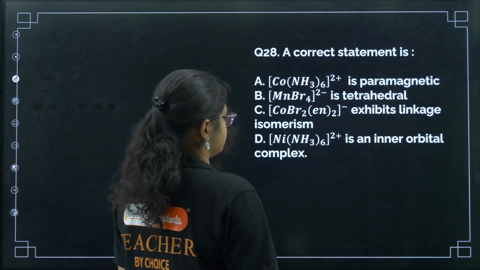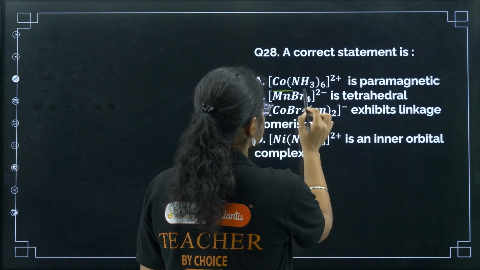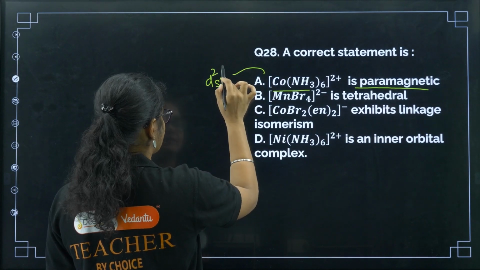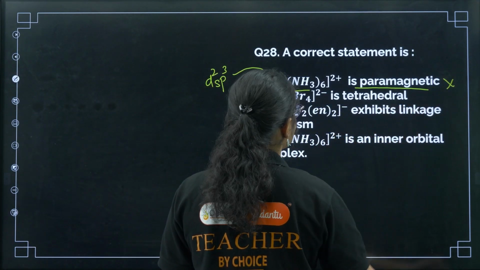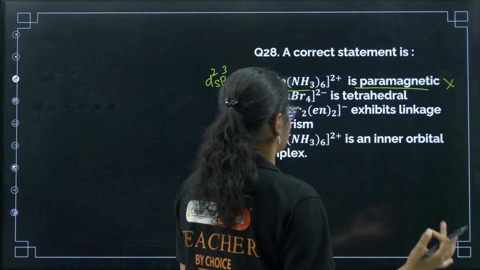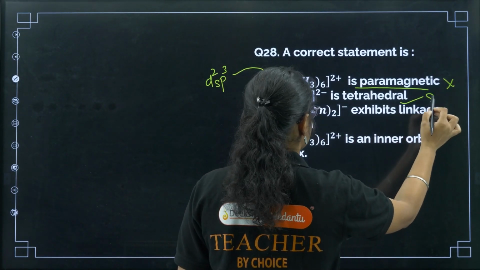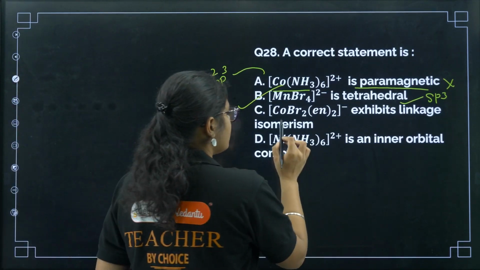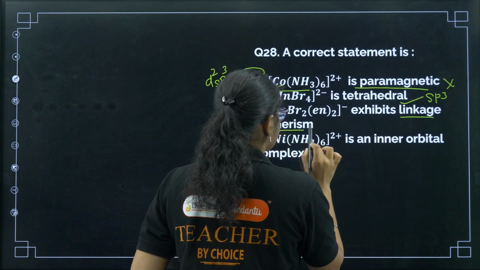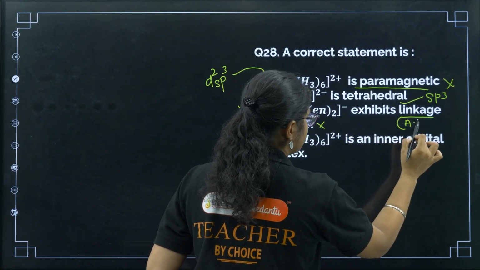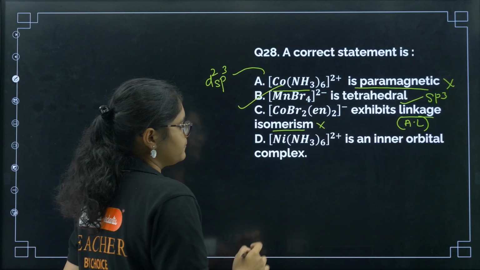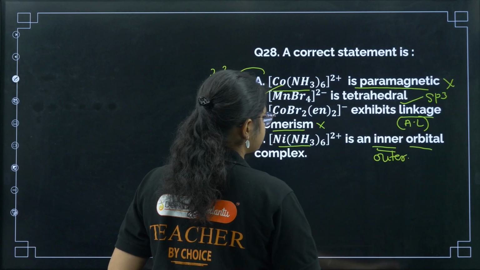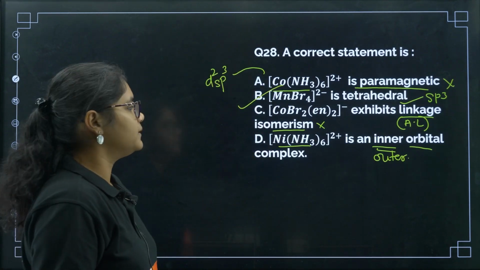Next, the correct statement is, okay, Co(NH3)6 2+ is paramagnetic. No, here the hybridization is d2sp3 and there is no unpaired electron, so it is not paramagnetic. MnBr4 2- is tetrahedral. Yes, this is correct because it has sp3 hybridization, so the correct answer will be option number B. Now CoBr2(en)2 exhibits linkage isomerism. No, because for linkage isomerism I need an ambidentate ligand, which is not present here. Next, this one is an inner orbital complex. No, this is an outer orbital complex. Okay, so the correct answer will be option number B here.